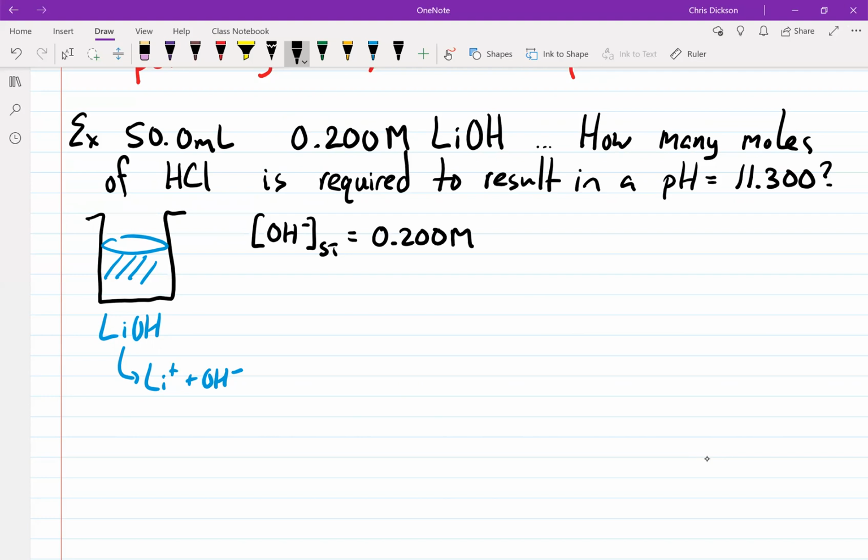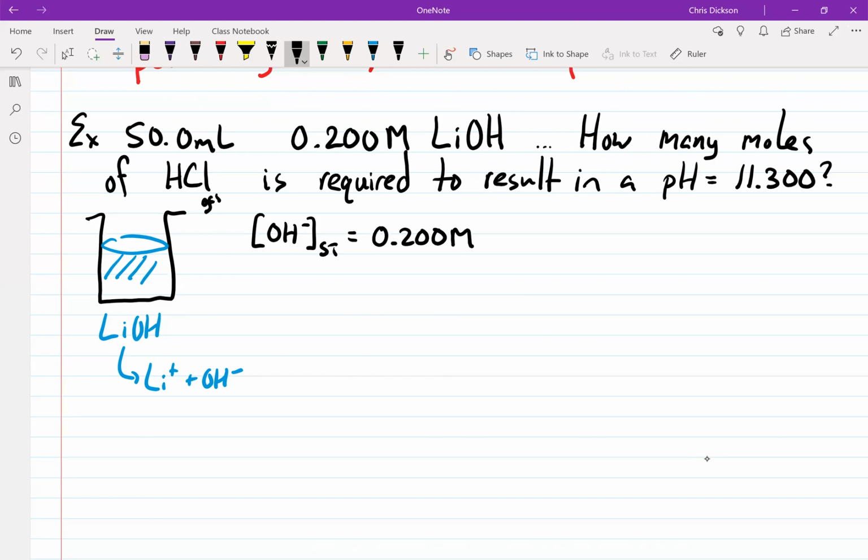Now, when we add HCl to the compound, we could add it in the form of a gas. We weren't really told that, so I guess I probably should have said that. So we could bubble hydrogen chloride gas through the water, or through the base, and that would not alter the volume of the solution.